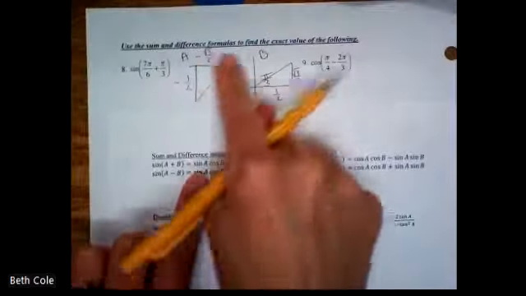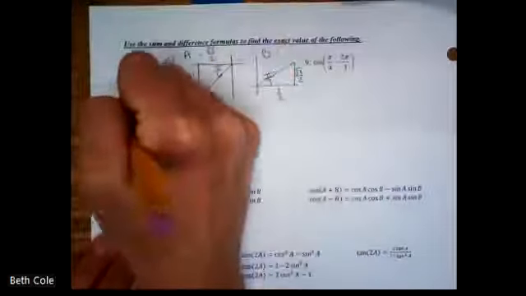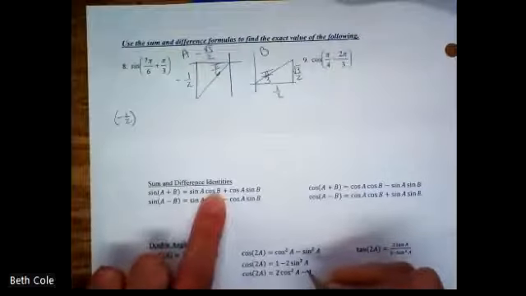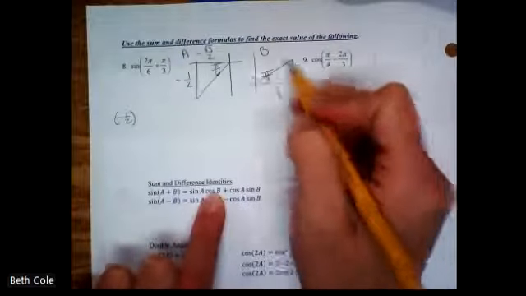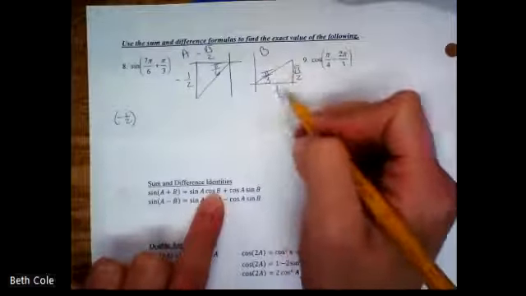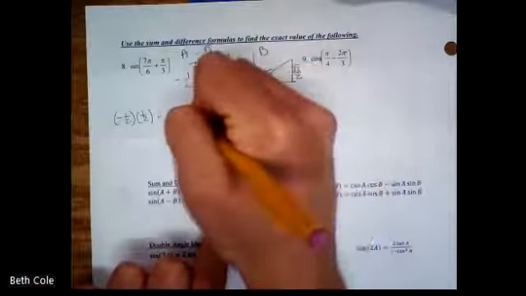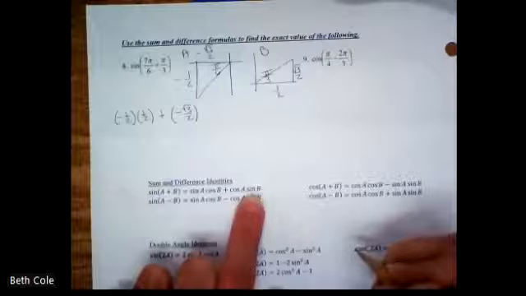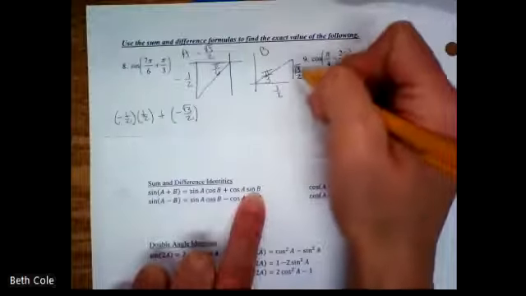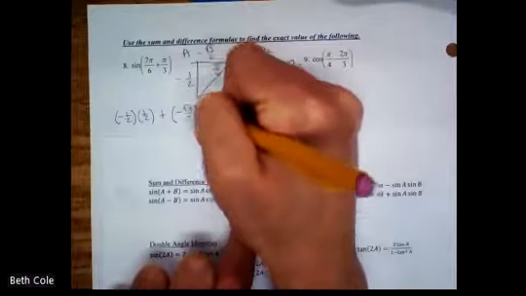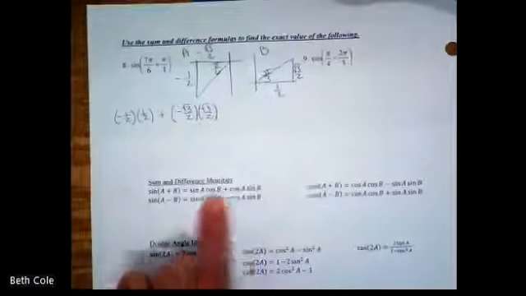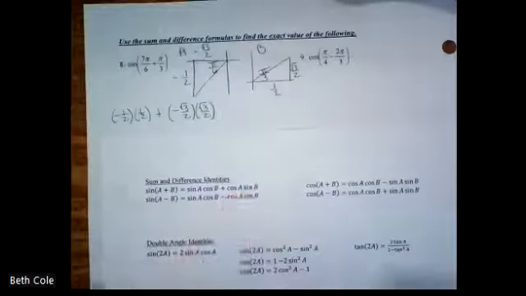Sine of A. So looking at this triangle, what is sine? Good. It's the y value, so negative a half. Then we want cosine of B. So cosine would be the x value, that would be 1/2, plus cosine of A, that would be the negative square root of 3 over 2. And then sine of B would be square root of 3 over 2. So again, you just draw the triangles, follow along with the formula, and now we're going to sort through that.